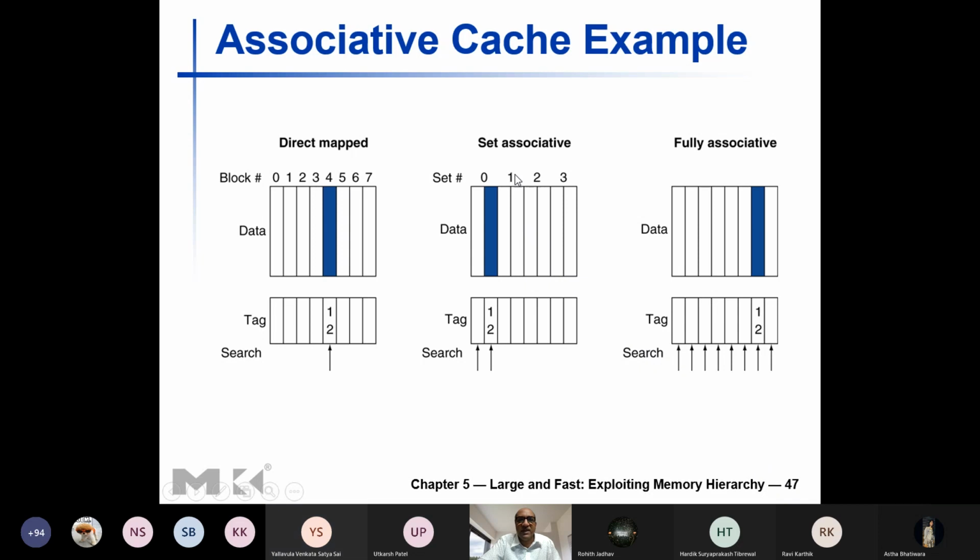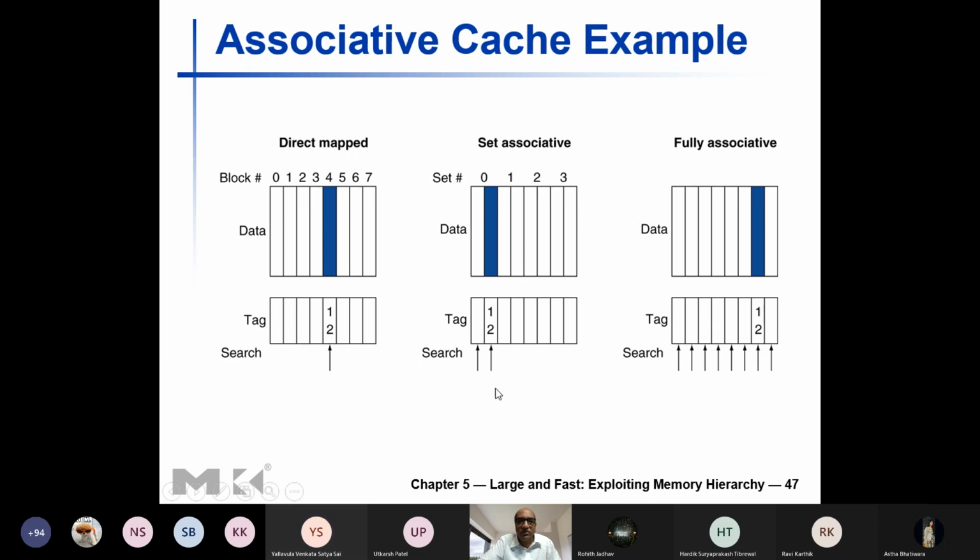Likewise, suppose it's a four-way set associative. In that case, how many sets will be there? Two sets, right? If it is a four-way set associative, it means that a set can have four blocks, four entries. So this particular cache will result in two sets, set 0 and set 1, where set 0 contains four entries, and set 1 contains another four entries.